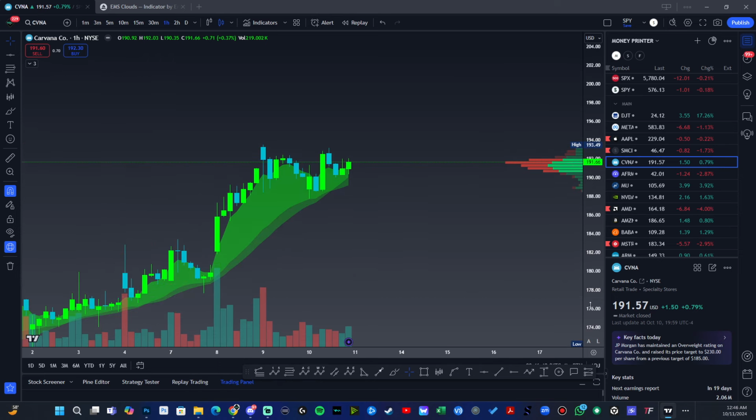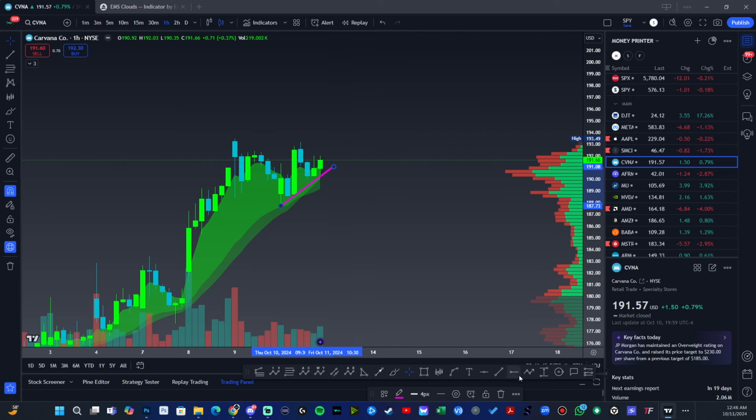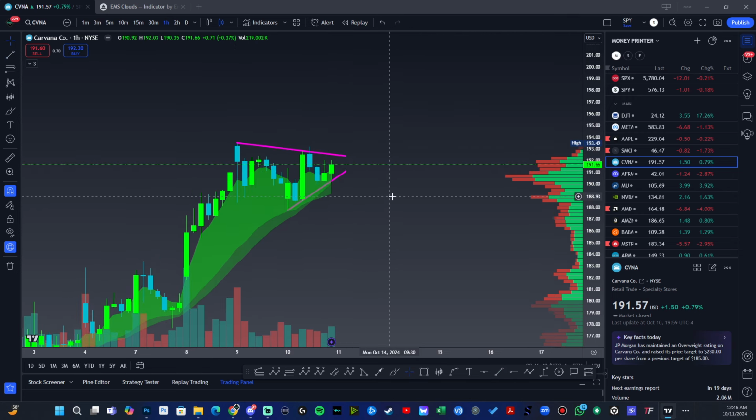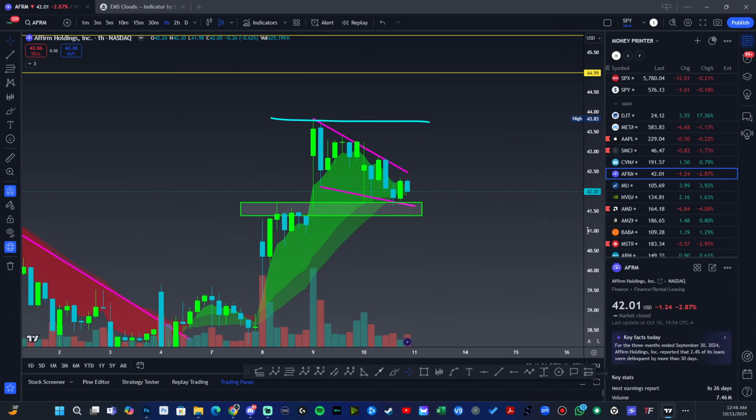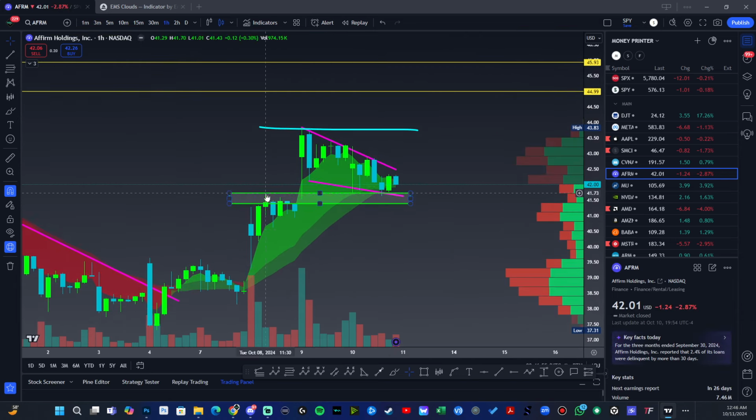So here is more of a sideways flag. All right, we have the higher lows and lower highs. So it's more of a pennant versus a flag here. We have the lower highs and lower lows. And it also is this previous resistance that acts as support.